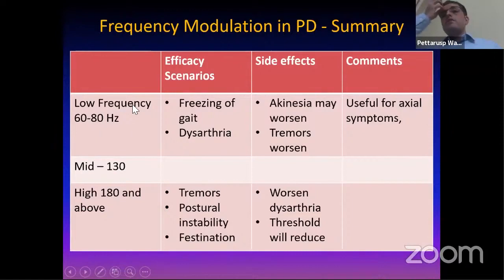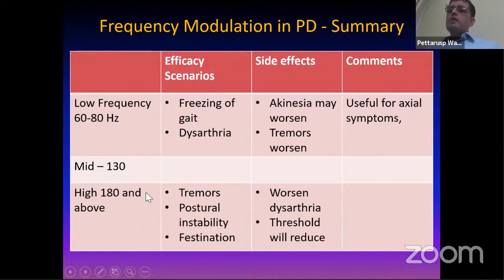Low frequency stimulation typically helps if there's freezing of gait. Again, it can be variable. Some of the freezing of gait can actually even improve with high frequency. You can also help the speech. If there's a lot of dysarthria, stimulation-induced dysarthria, low frequency stimulation can help. Akinesia may worsen on low frequency, and tremors definitely will worsen when the frequency is lowered. It is useful for certain axial symptoms, especially freezing of gait.